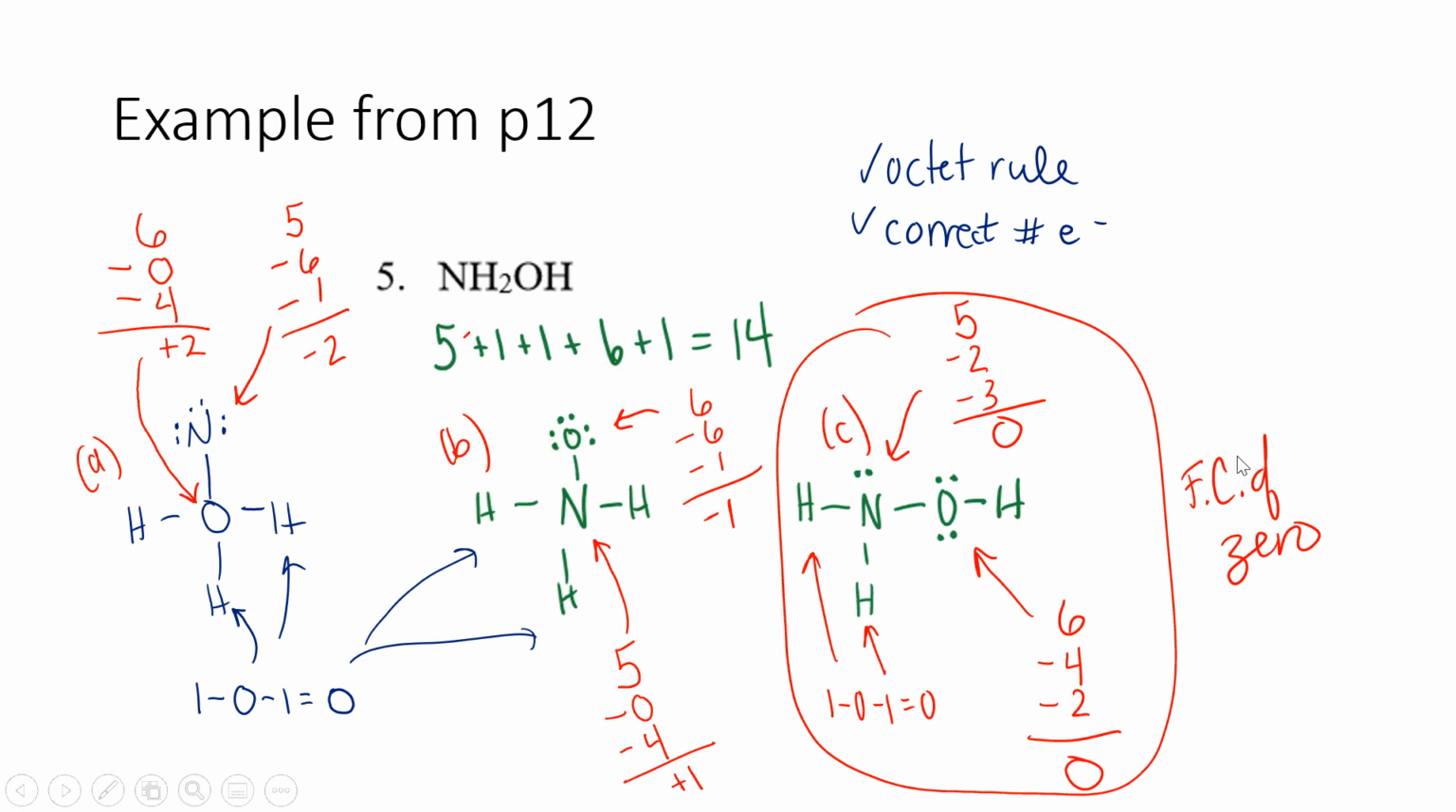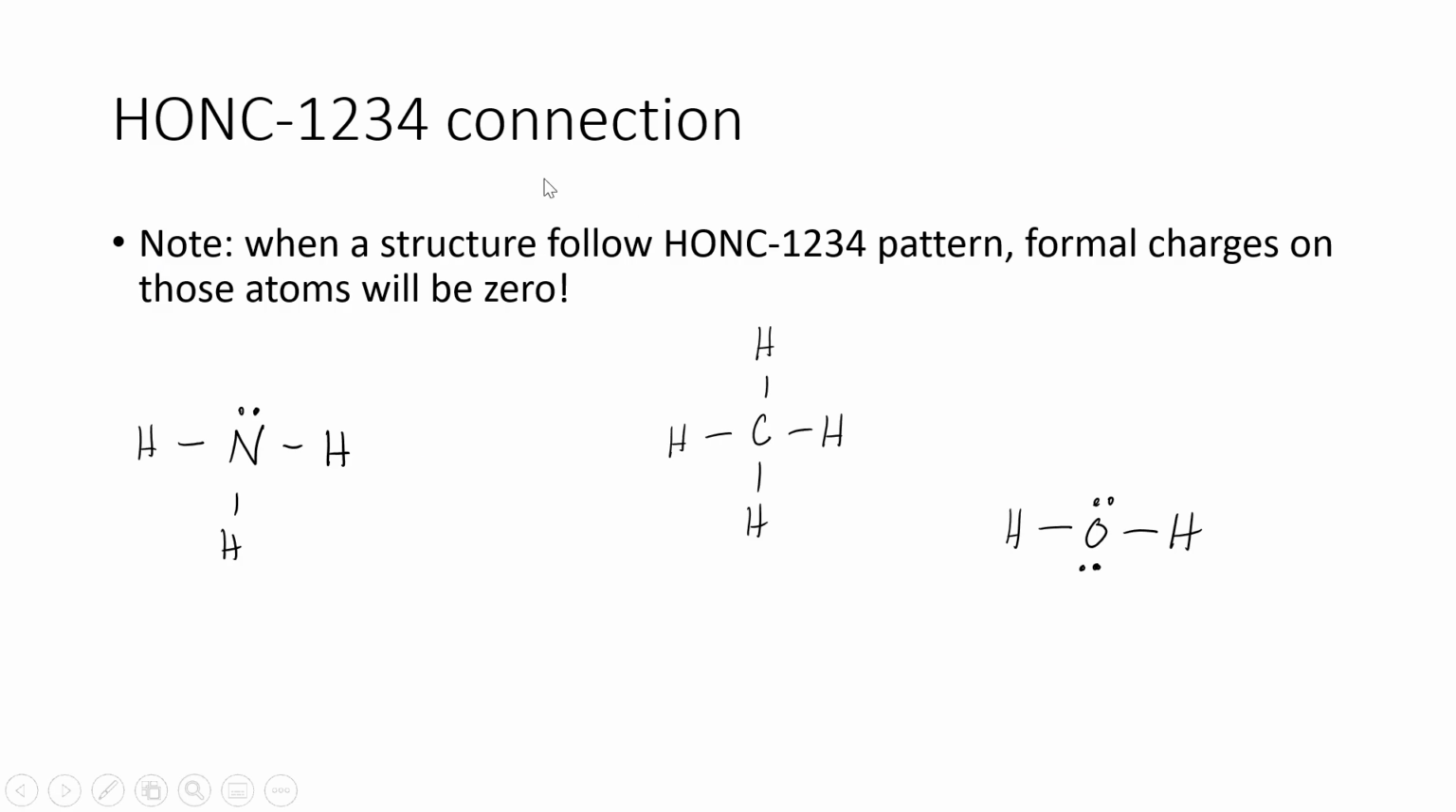Notice in the one that had the best formal charge, nitrogen's forming 3 bonds and oxygen's forming 2 bonds. And you might remember this pattern from general chemistry, this HONC 1, 2, 3, 4. So typically, hydrogen will form 1 bond, oxygen will form 2, nitrogen will form 3, carbon will form 4. This doesn't always happen, but it does happen a lot, and that's why it's a meaningful pattern that we point out in regular chemistry.